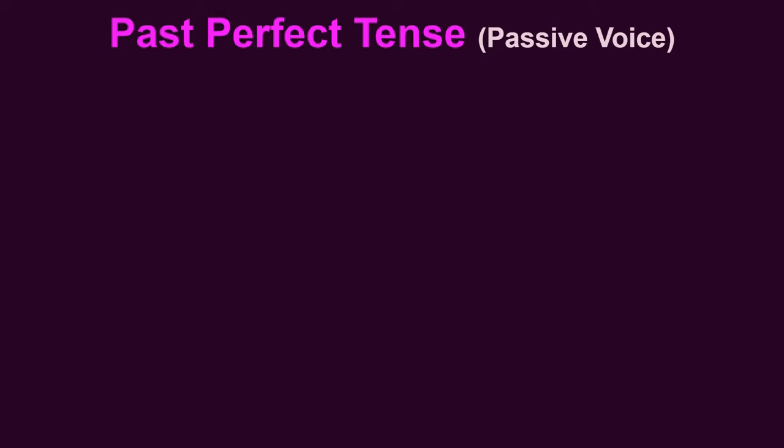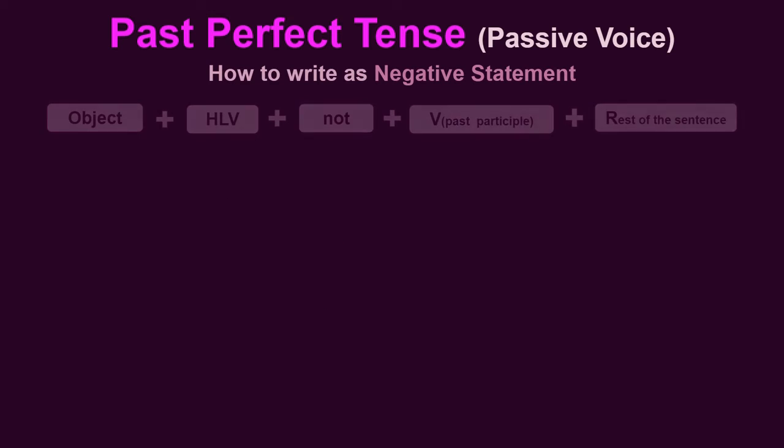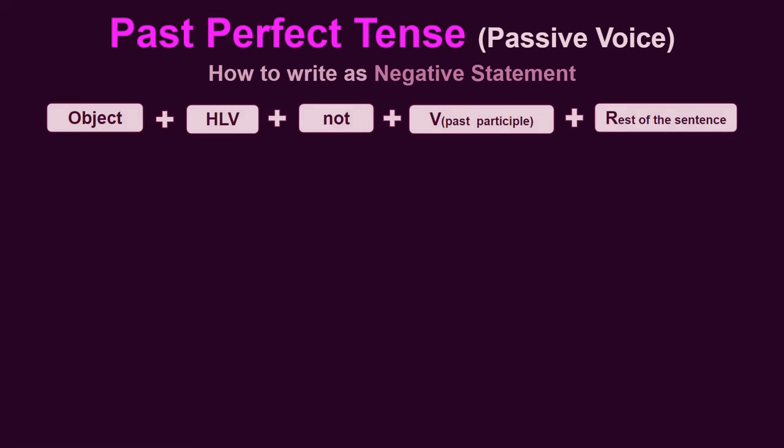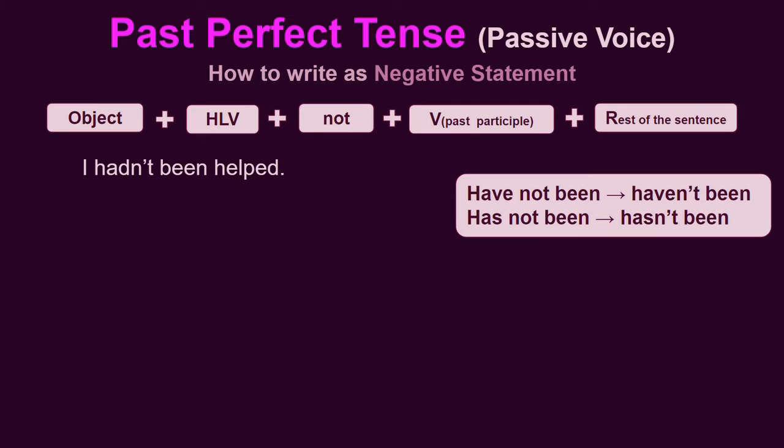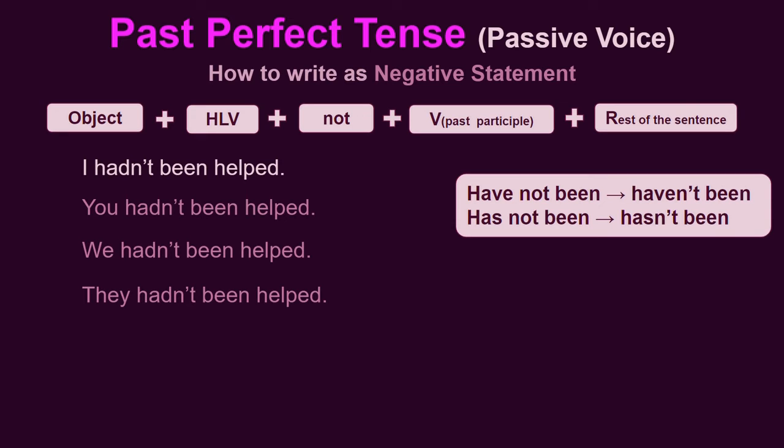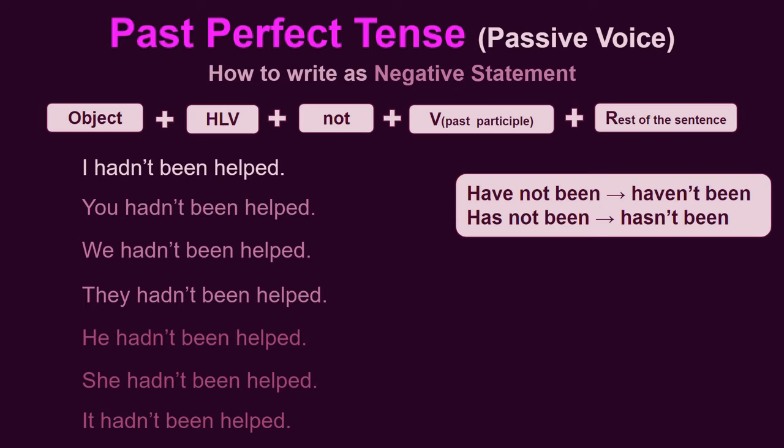Past perfect tense, passive voice. How to write as negative statement. Object, helping verb, not, verb in past participle, rest of the sentence. I hadn't been helped. You hadn't been helped. We hadn't been helped. They hadn't been helped. He hadn't been helped. She hadn't been helped. It hadn't been helped.